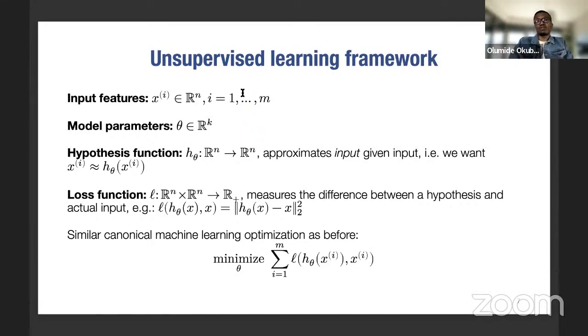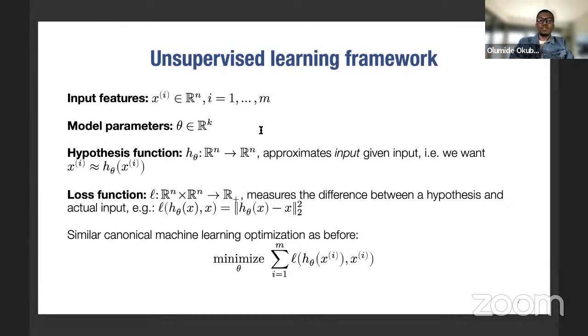If you have 256 by 256 by 3, which is 3 channels, red, blue, and green, it might correspond to 256 times 256 times 3. That will be your n, and the number of images will be your m. Now, model parameters: you are going to learn a model that draws its parameters from a k real dimensional space. What k is now depends on the model or whatever you're learning.